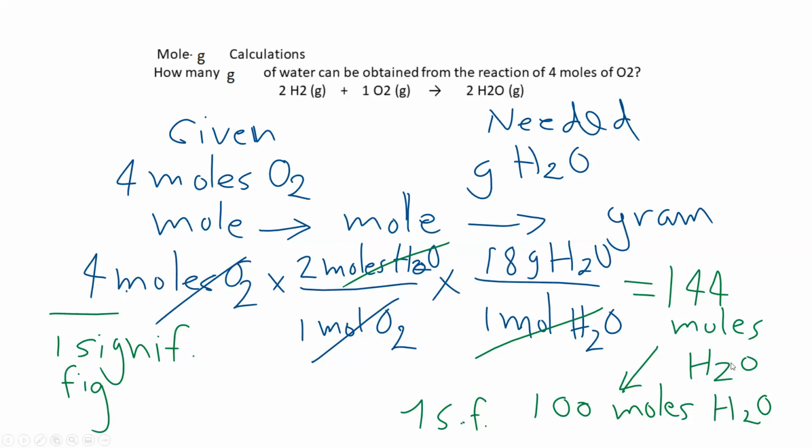144 grams of water. But what happened? The given number has only one significant figure, and you cannot report 3 significant figures. You say, what is the closest number to 144 with only one significant figure? Oh, it's 100. Then this is the answer for this problem.